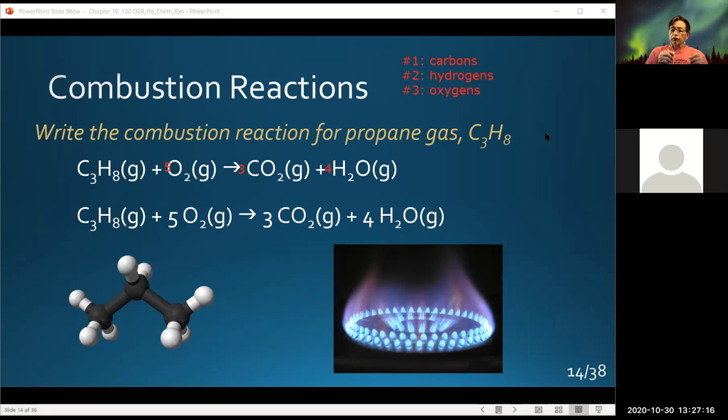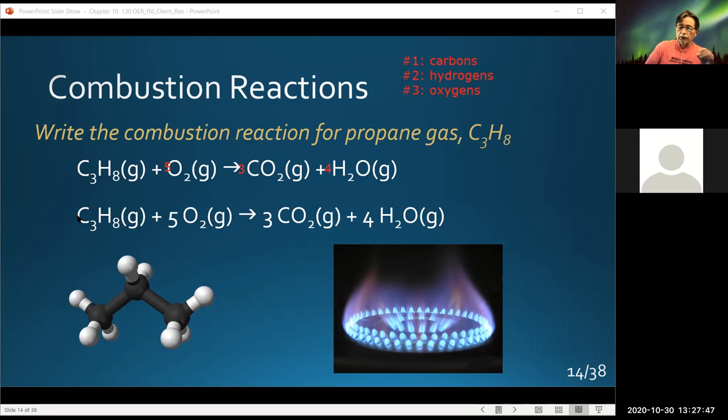Now, what does that mean? That ratio is important. Balancing equations, especially when you get into the next chapter, is going to be important in the following chapters because we're going to use that to be able to do calculations. What this says is that one molecule of propane requires 5 molecules of oxygen to give me 3 molecules of carbon dioxide and 4 molecules of water.